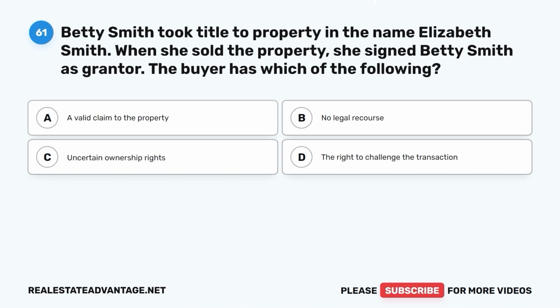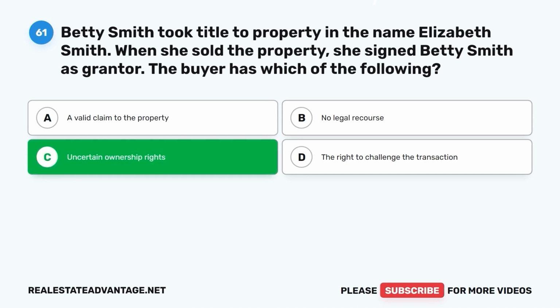Question 61. Betty Smith took title to property in the name Elizabeth Smith. When she sold the property, she signed Betty Smith as grantor. The buyer has which of the following? A. A valid claim to the property. B. No legal recourse. C. Uncertain ownership rights. D. The right to challenge the transaction. The correct answer is C.